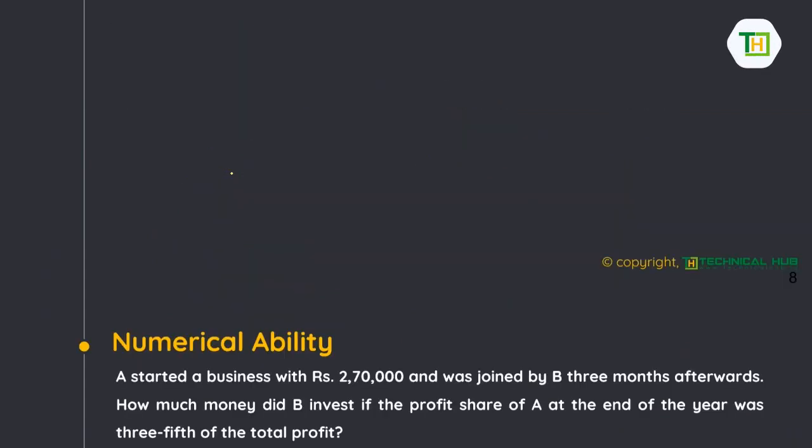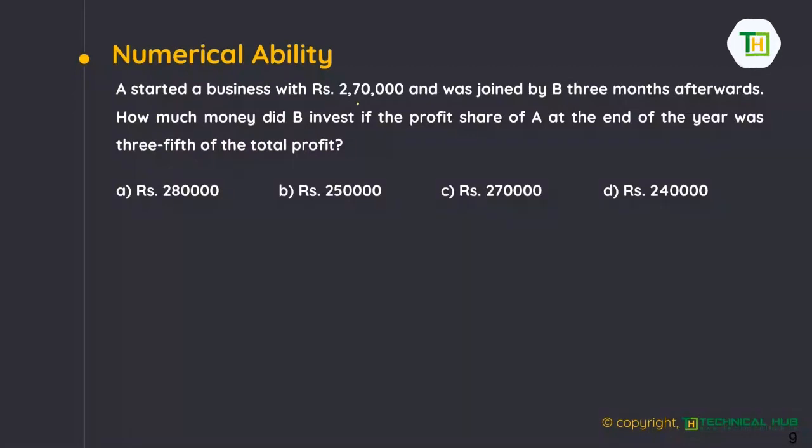Question. A started a business with 2,70,000. Here is the investment of A. Initially A starts a business with 2,70,000 and was joined by B 3 months afterwards. B joined A after 3 months, right? How much money did B invest if the profit share of A at the end of the year was 3/5 of the total profit? It is very clear that there are only two partners, A and B. Here, A's profit share is 3/5.